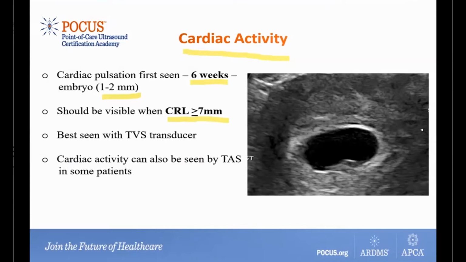It is best seen with the transvaginal approach because of the high frequency and high resolution, and of course the cardiac activity can also be seen with transabdominal in some patients, and definitely down around 7 weeks you should be able to see it comfortably. Make sure the bladder is full.